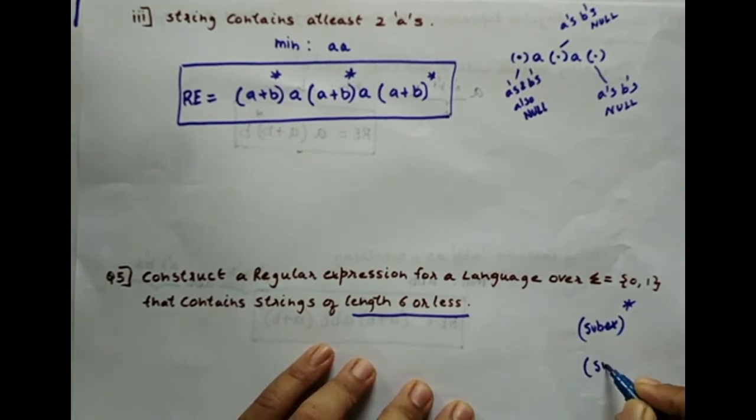Also if I write a sub expression raised to, say, 4, it simply means the sub expression can be repeated 0 times, 1, 2, 3 and maximum 4.